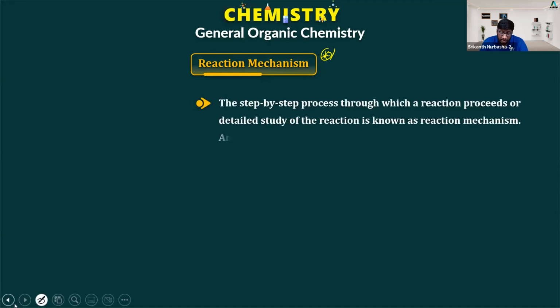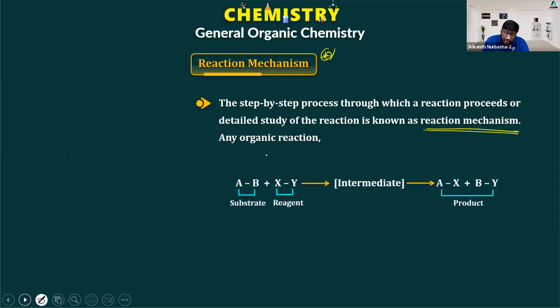Reaction mechanism. Reaction mechanism is a process of steps which gives complete information regarding all types of changes happening. The step-by-step process through which a reaction proceeds, or a detailed study of a reaction, is known as reaction mechanism. Any organic reaction if you take, the detailed step-by-step analysis is nothing but mechanism.